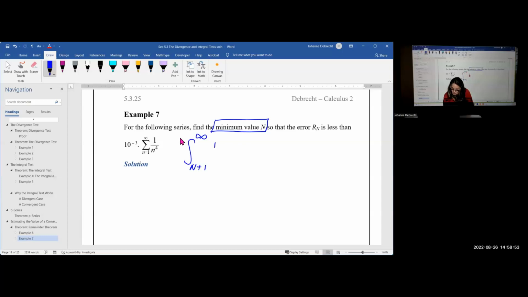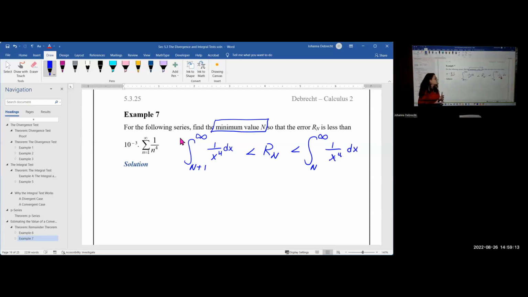So this is going to say that the error is going to be between the integral from uppercase n plus 1 to infinity of 1 over x to the 4th dx, which has to be less than r sub uppercase n, which has to be less than the improper integral from uppercase n to infinity of 1 over x to the 4th dx. So this is what we found previously, as long as the integral meets the conditions of the integral test. And we've established that this one does. It does have a convergent sum. We know that because it's a p series, right? N to a power, and the power is greater than 1, therefore it converges. So we know it converges by p series. We could also use the integral test, and we could establish convergence.